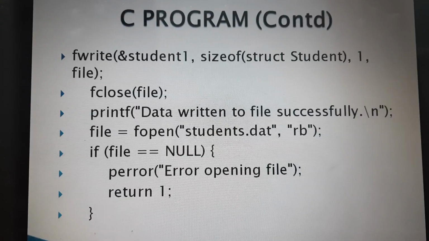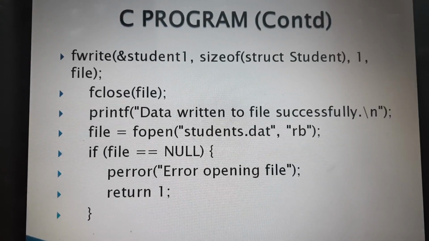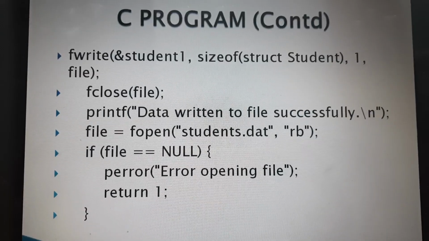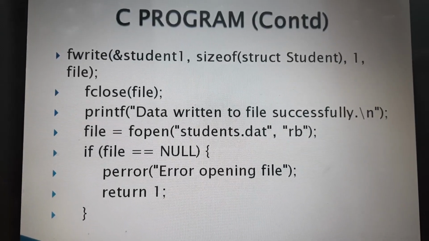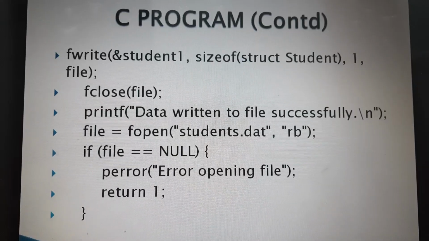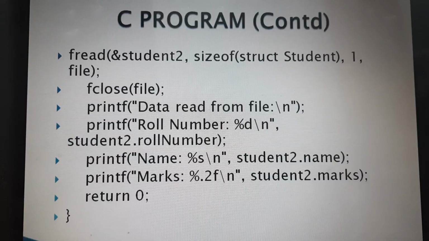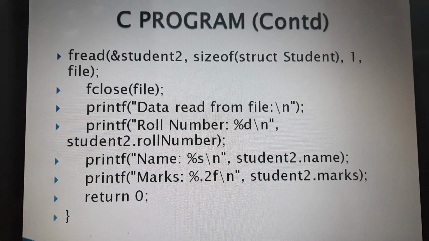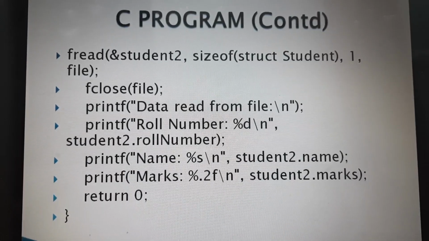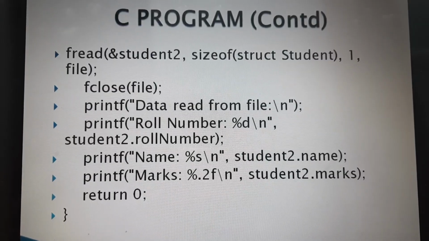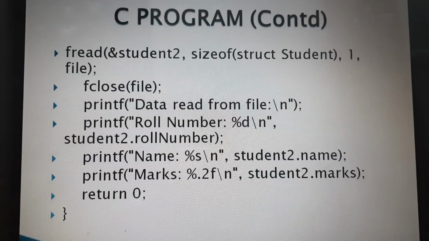Again, if file is equal to NULL and the condition is true, it will print error opening, return 1, and the process will be terminated here. If the condition is false, the data that has been written will be read, and this is the memory location. One item will be read at a time, which has been stored at the location file. Okay? The process has been completed, so we have closed the file here.